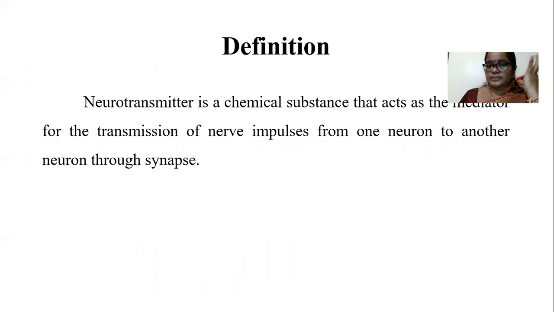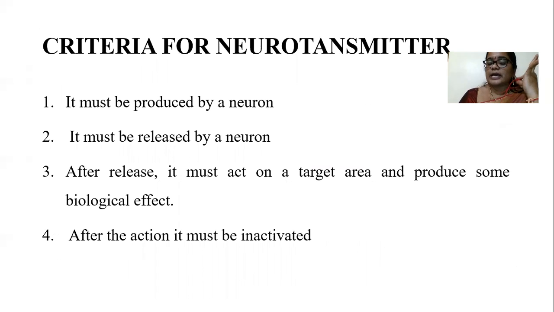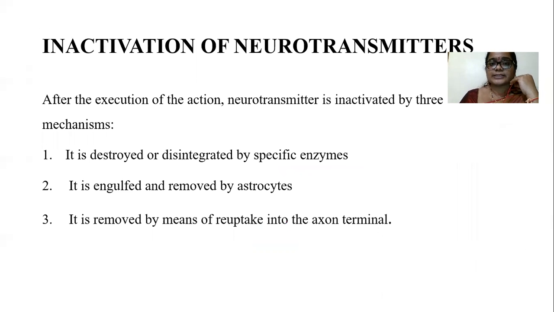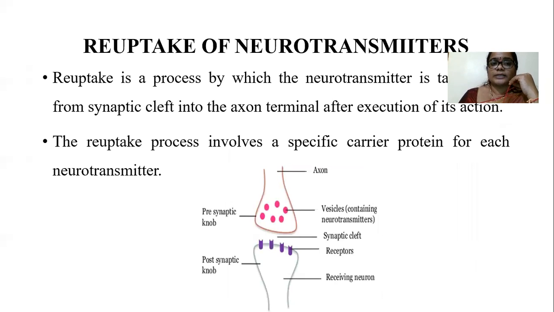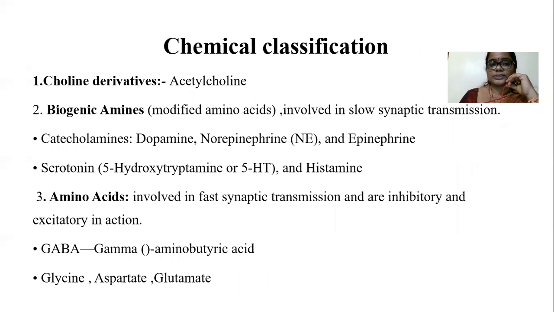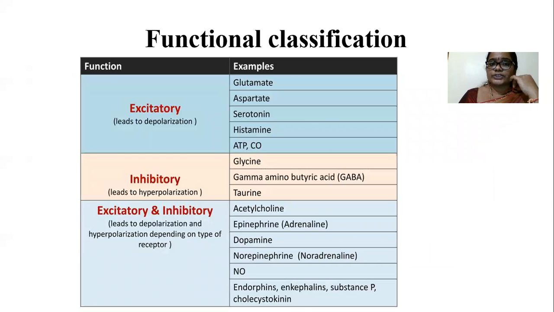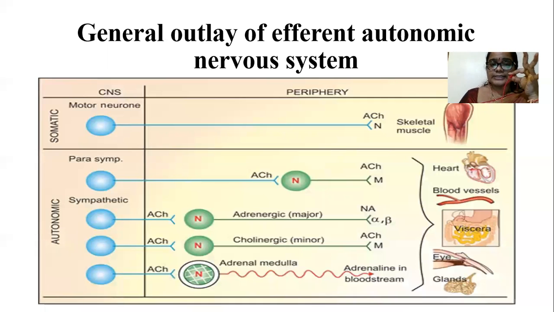So this is the information about neurotransmitters: the definition of a neurotransmitter, the criteria of a neurotransmitter, how it is released from the presynaptic nerve terminals, and how it is inactivated. It is inactivated by three mechanisms, and there is the reuptake process. The chemical classification has 6 categories, and the functional classification has 3 categories. This diagram is the most important thing: the general layout of the efferent autonomic nervous system.